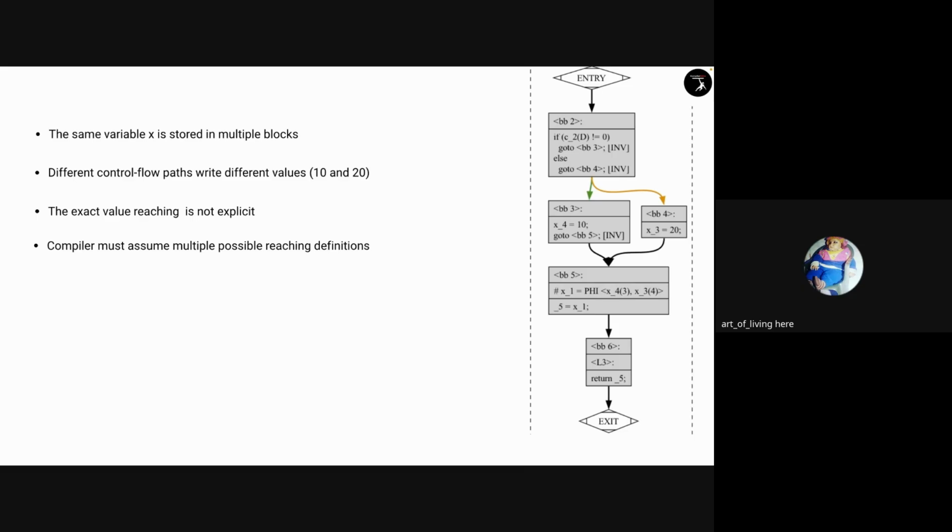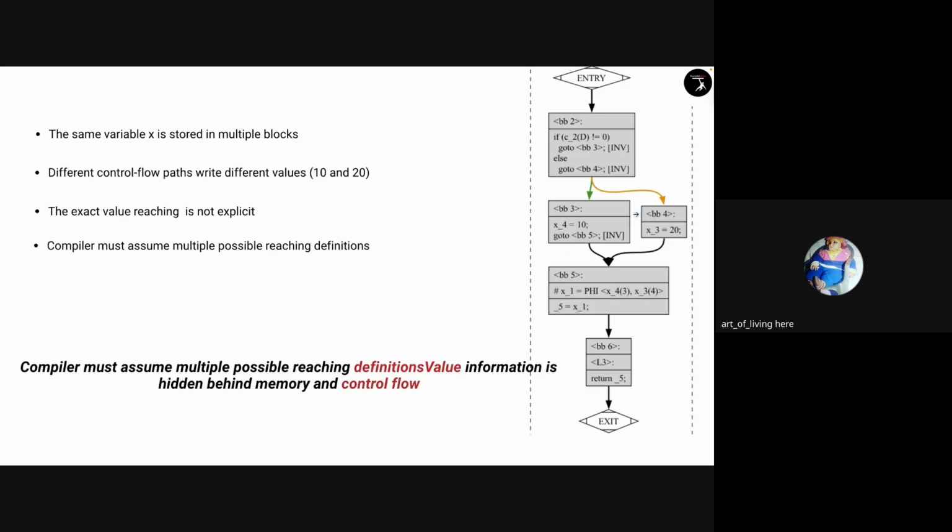So the compiler does not need to assume the definition, it can get it. I think I have written it wrong: "Compiler multiple possible reaching definition." I think this is a wrong statement because the compiler already knows from here. The compiler just has to tackle which definition is coming here, so out of two, one will be chosen.